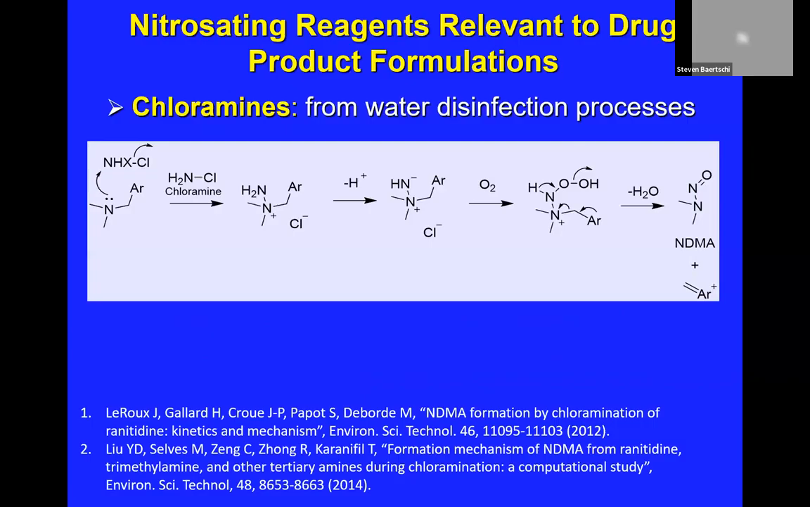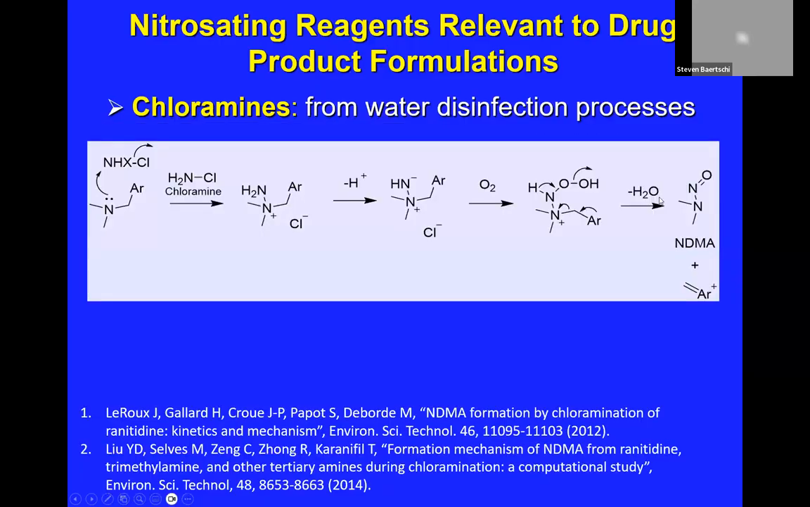Another nitrosating reagent that's relevant or potentially relevant to drug product formulations is chloramines, which typically come from water disinfection processes. So I'm showing the chemistry right here where you have, for example, the tertiary amine that can attack a chloramine. Chloramines are used or are byproducts of disinfection processes, and you can react with the chloramine to form this hydrazine type compound, which then can oxidize and form a nitroso compound.